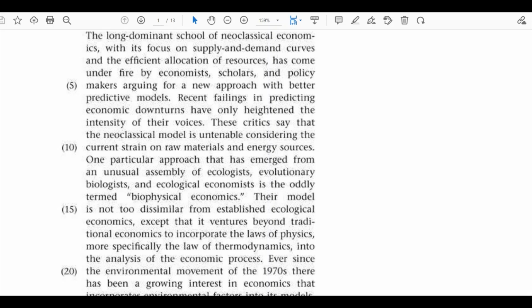One particular approach that has emerged from an unusual assembly of ecologists, evolutionary biologists, and ecological economists is the oddly termed biophysical economics. Their model is not too dissimilar from established ecological economics, except that it ventures beyond traditional economics to incorporate the laws of physics, more specifically the laws of thermodynamics, into the analysis of the economic process.